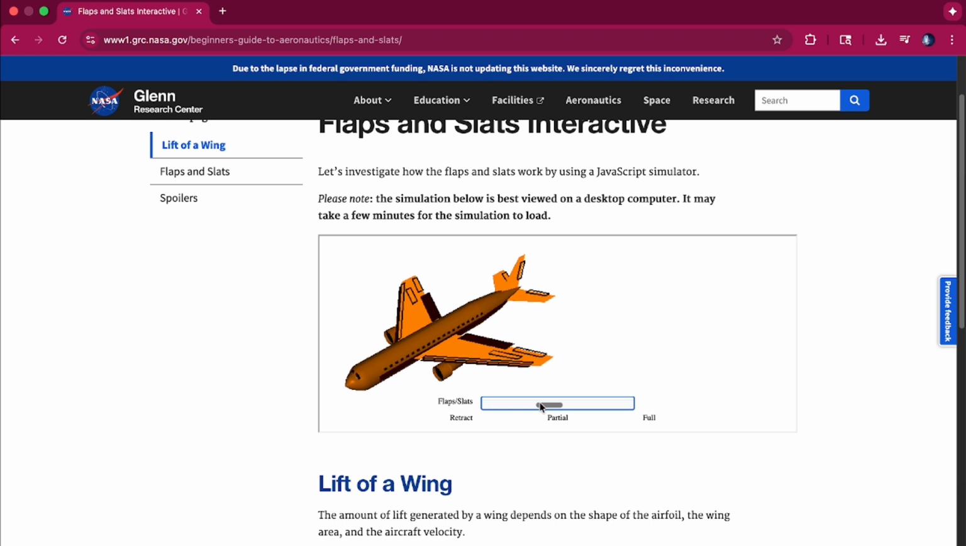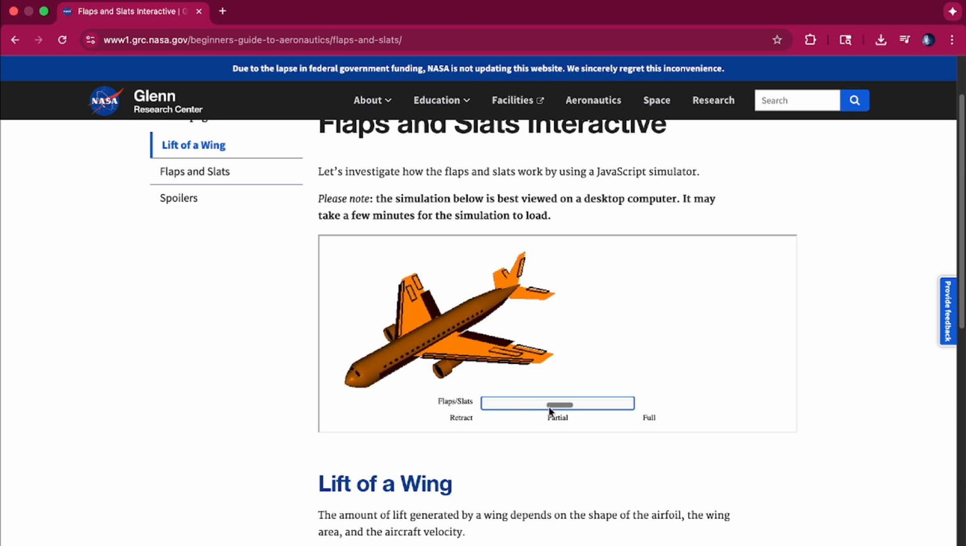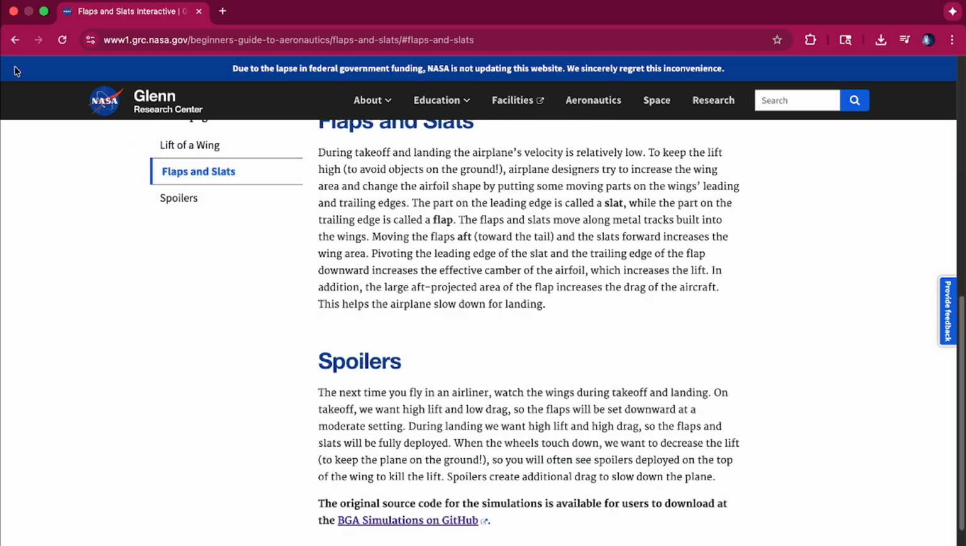This is partial. Well, wait, retract doesn't mean the flaps are not working, but if you have the partial, these two flaps will essentially work. And you have the full, where the whole flap is down. Oh, I'm sorry, these are not flaps. These are flaps. They're going specifically down at a full angle. So yeah, it's very cool.